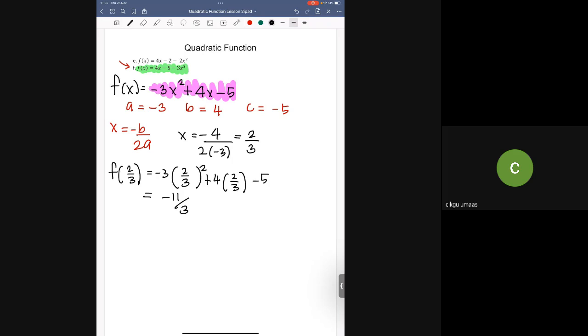Any question you may ask? Anyone not sure on this part first? Anyone has a doubt on this part first? You may ask.